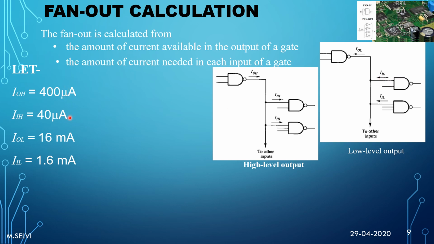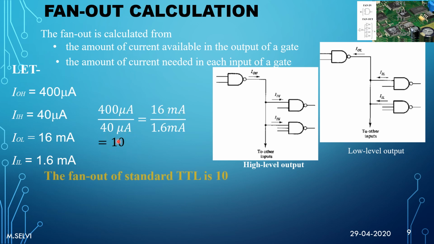So from these four values of current at the low level and high level at the input and output of the NAND gate, we calculate the fan out as the ratio of the high level output current to the high level input current, that is 400 microamps by 40 microamps, or the low level output current to the low level input current ratio, that is 16 milliamps by 1.6 milliamps. Both these ratios give a value of 10. That is, the fan out of standard TTL is 10.